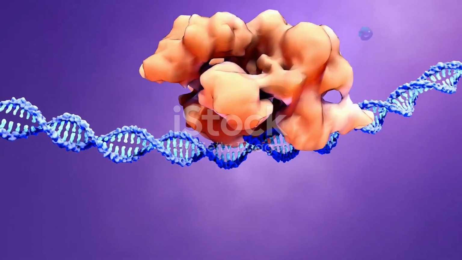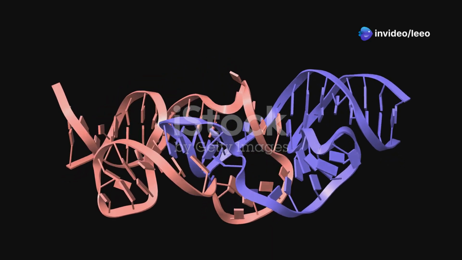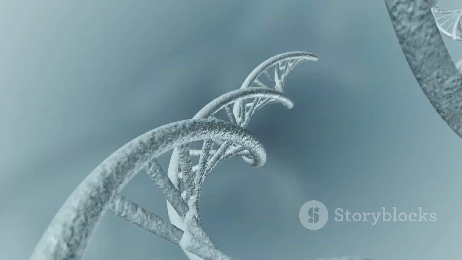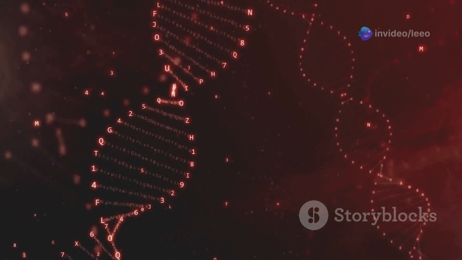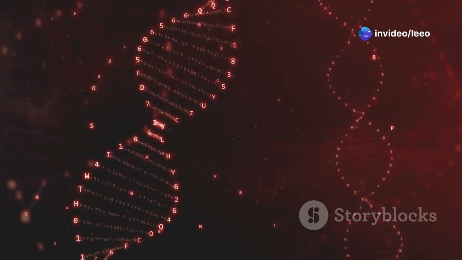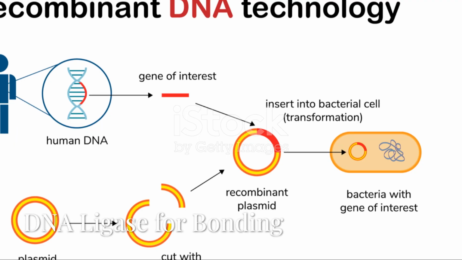When restriction enzymes cut DNA, they can create either sticky ends or blunt ends. Sticky ends have short, single-stranded overhangs that can easily pair up with other sticky ends cut by the same restriction enzyme. Blunt ends are straight cuts with no overhangs, but can still be joined together using other enzymes. The type of ends generated by a restriction enzyme plays a role in how DNA fragments are joined together.